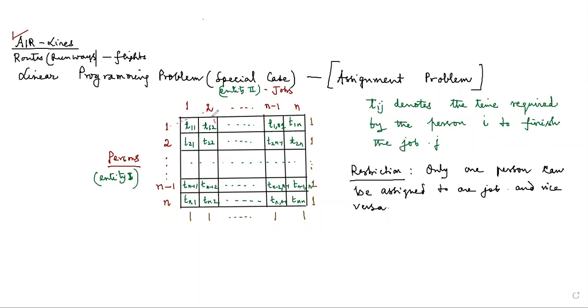So I'm writing here 1. Now, this person 1 cannot be assigned to other jobs. So I'm putting here 0, 0, and 0. In all other cells, we have zeros.